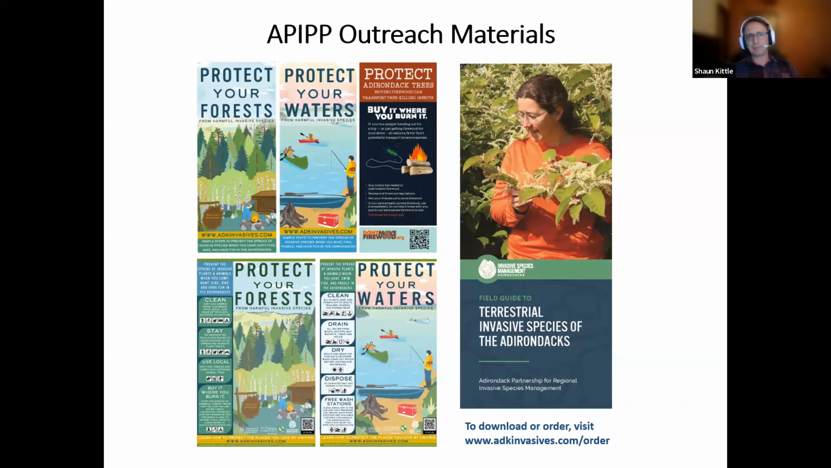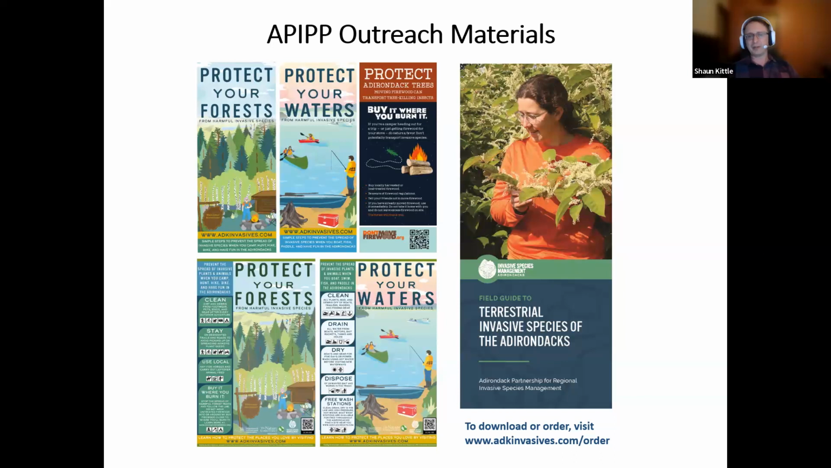So you can see the top three are brochures that we have. They're little trifold brochures, and they give some information on specific species, and then it's a lot of information on how to prevent those species from spreading. The bottom two are posters, 11 by 17, I believe, is their dimensions. But they can be displayed at various locations, visitor centers, and whatnot, to just remind people of some steps they can take to help us prevent invasive species from spreading.